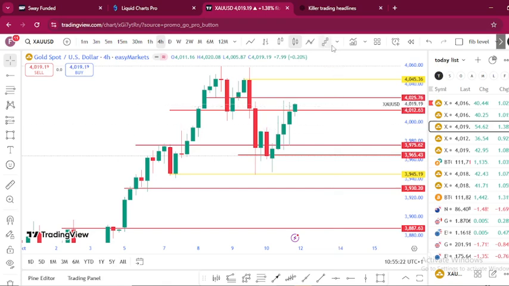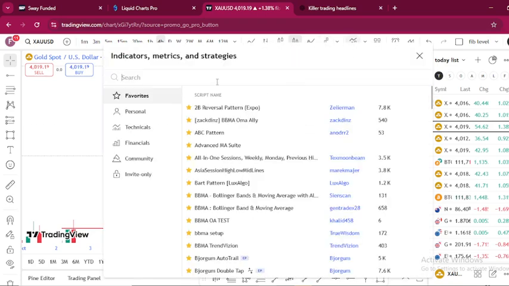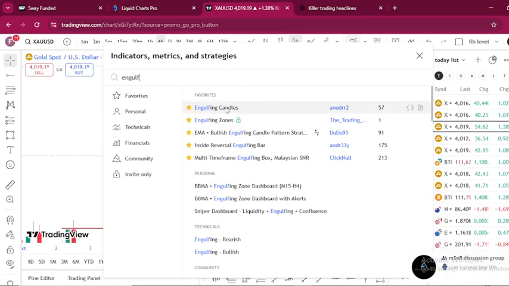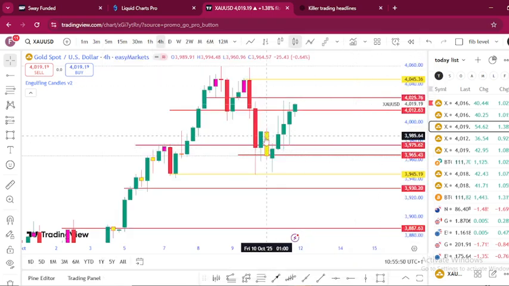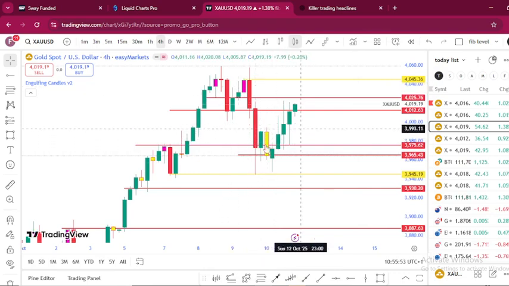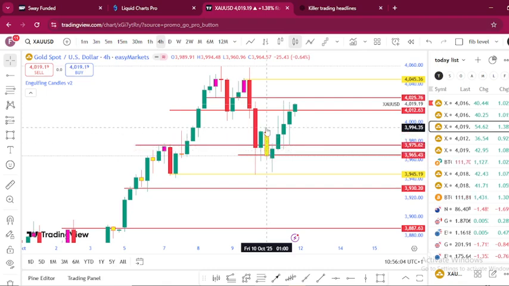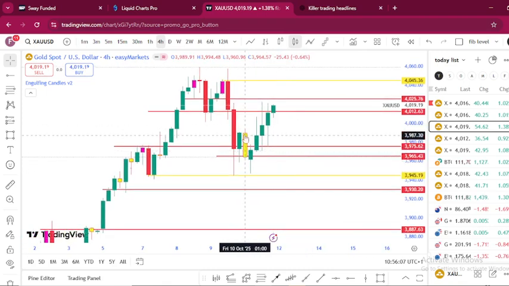So the next thing, this is the indicator I use to mark out my engulfing based on this engulfing concept. It's called engulfing candles by annoyed. This is the one I use. It shows me where my engulf candle is. So I'll add it to my chart. You see the yellow candle, the color has changed, so it shows me where there is an engulf. The pink color shows there is a bearish engulfing here, while the yellow one shows there is a bullish engulfing here. So in this particular case, I'm going to mark my engulfing here.